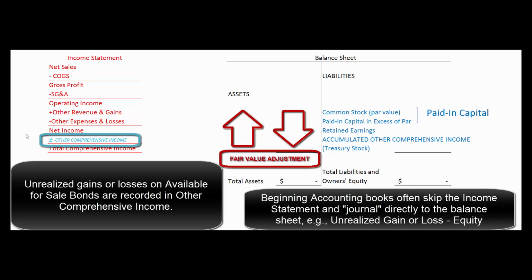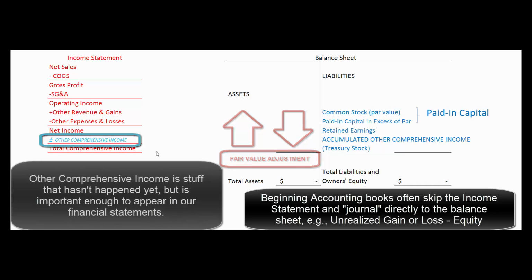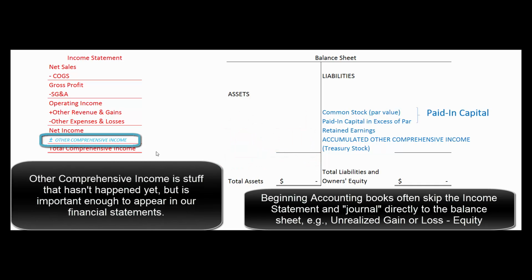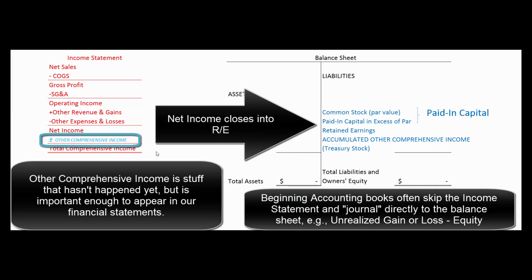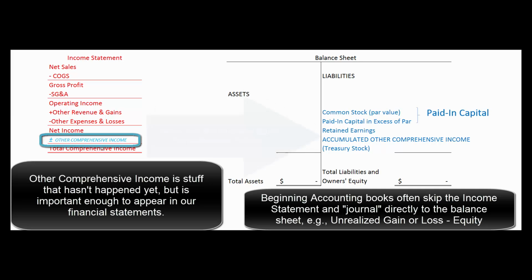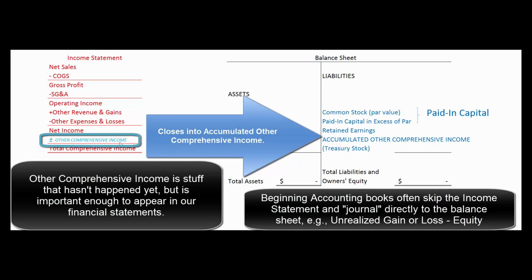Instead, there's a brand new account here underneath net income called other comprehensive income. I say this is stuff that ain't happened yet, but it's important enough we ought to tell people about it. And whereas net income is going to close into retained earnings, other comprehensive income, stuff that ain't happened yet, but it's important enough we ought to tell people about, is going to close into accumulated other comprehensive income.